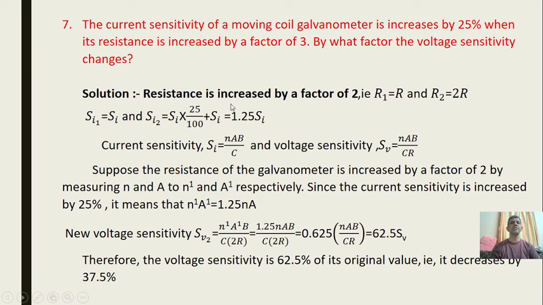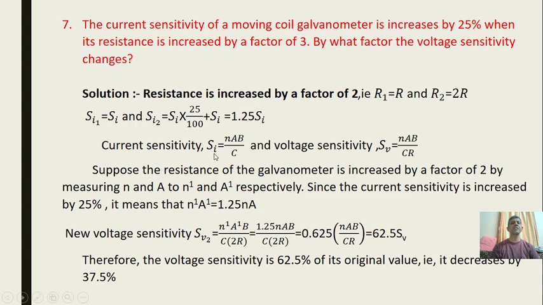If the resistance is increased by a factor of 2, that means R1 is equal to R, R2 is equal to 2R. Here the current sensitivity SI1 is equal to SI, SI2 is equal to SI into 25 by 100 plus SI, that is equal to 1.25 SI.